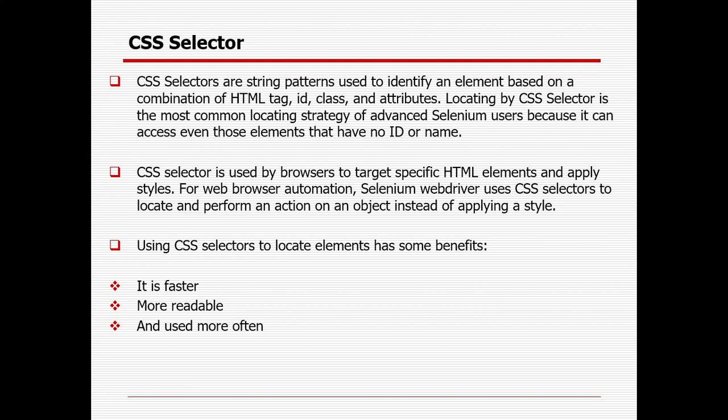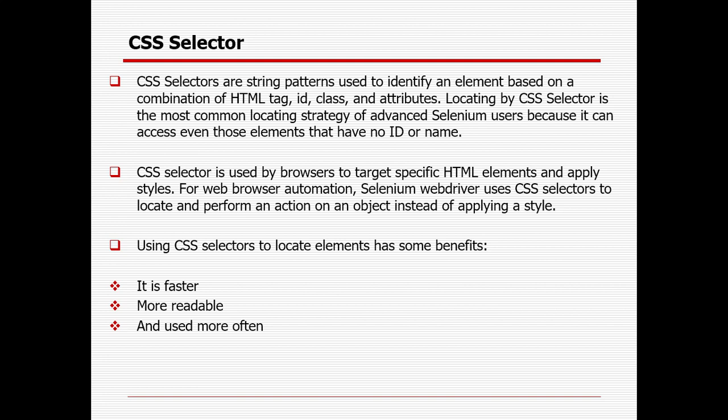Locating by CSS is the most common locating strategy of advanced Selenium users because it can access even those elements that have no ID, no name, no class name, like that. Okay, why is CSS used? It is faster, more readable, and sometimes most of the organizations, most of the customers, right, use CSS instead of XPath as well.